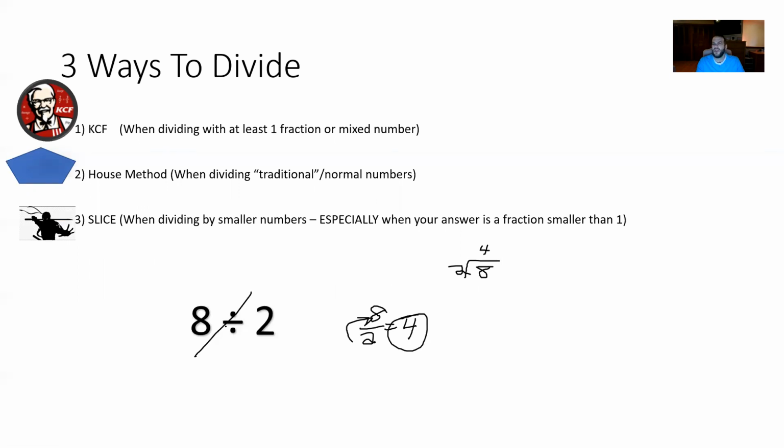And then you're like, oh, Mr. Shaw, what if I messed up and used keep, change, flip? Well, the answer is not going to be wrong. Keep would be 8. Change the sign to be multiplication. And then 2 is 2 over 1. So flipped would be 1/2. And then you have 8 over 1. And you multiply across. And you get 8/2, which is what we had here. And then you pull out as many 2s as possible. Right? And then you get 4. So no matter which method you use, you're not going to get the wrong answer. You're just going to see that there's different reasons to use the different methods at different times.